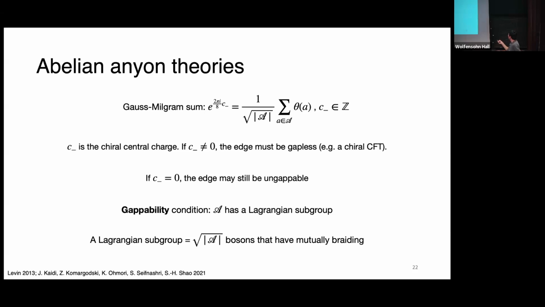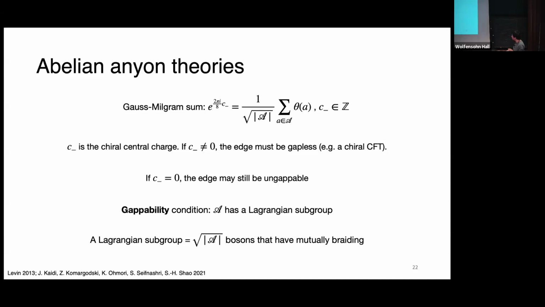So without really any explanation, we just claim that if the C minus is not 0, then if you have an edge of the system, it must be gapless. It must be a gapless degree of freedom propagating on the edge. Now, this is an obstruction to having a fully gapped or topological boundary for this anyon theory. And it's entirely determined by mod 8, because it only enters the exponent mod 8 by the statistics.